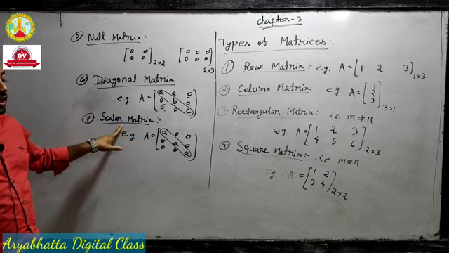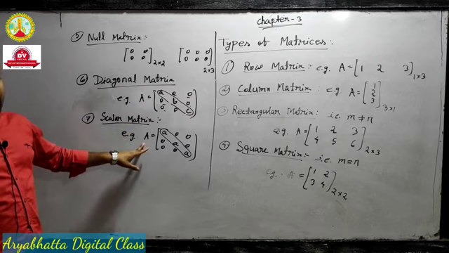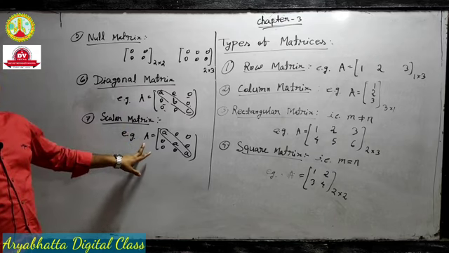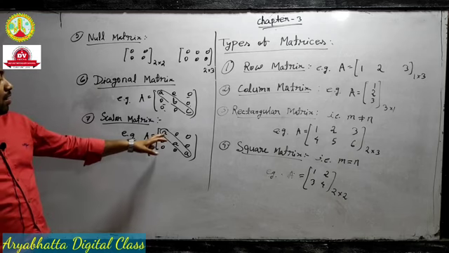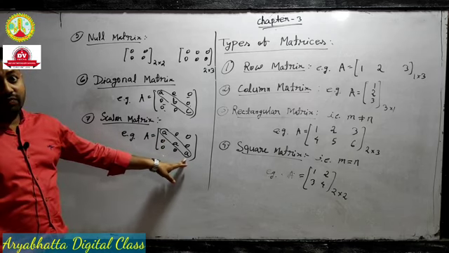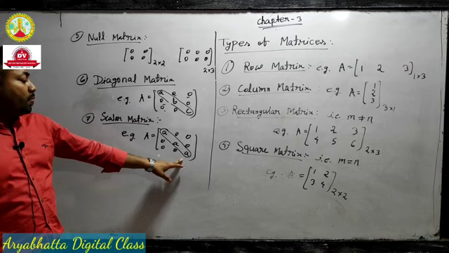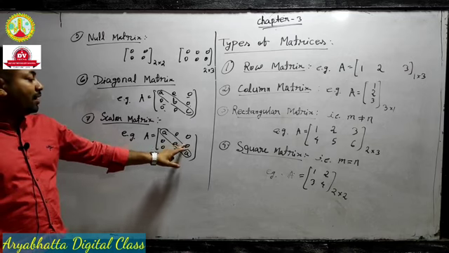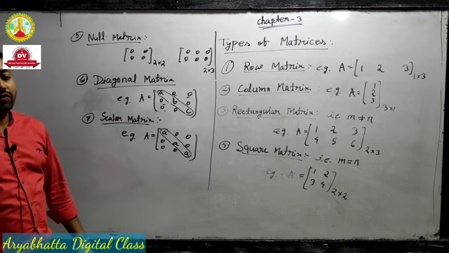The definition of the scalar matrix: a diagonal matrix is said to be a scalar matrix if all the elements of the principal diagonal are the same and the non-diagonal elements are 0.